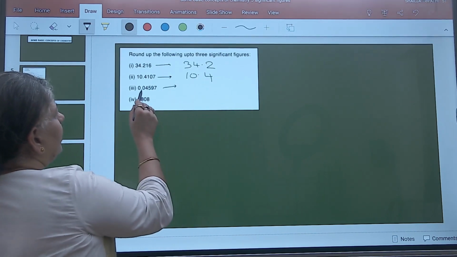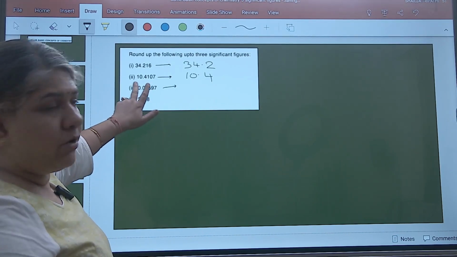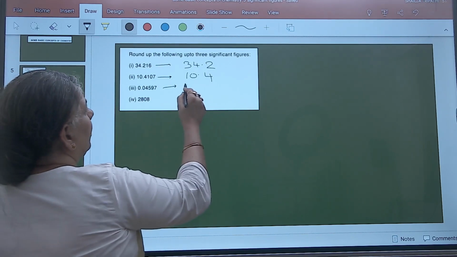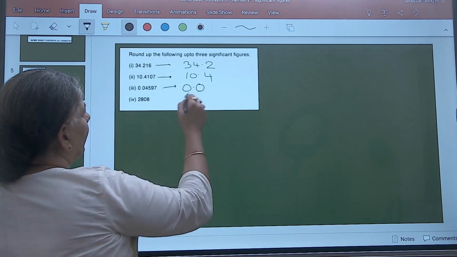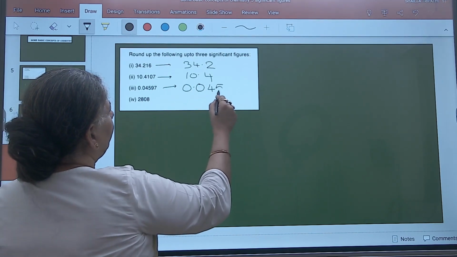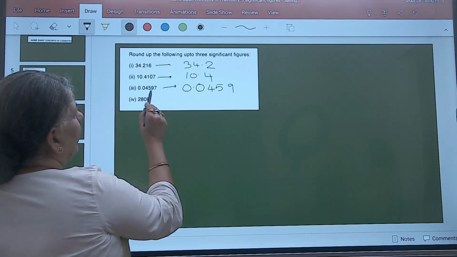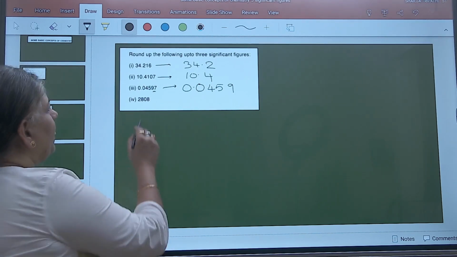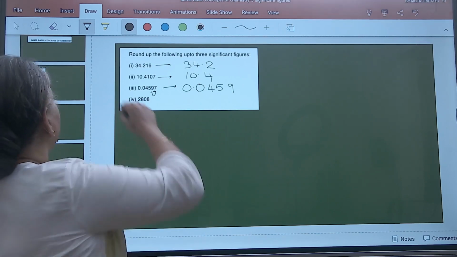Here, this 0 after the decimal and before the non-zero digit is not significant. So this will not be considered. So what we write: 4, 5, 9. And since after 9 we have a number which is greater than 5, we'll add 1 to the preceding number.